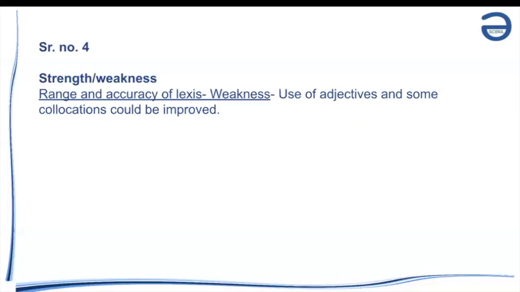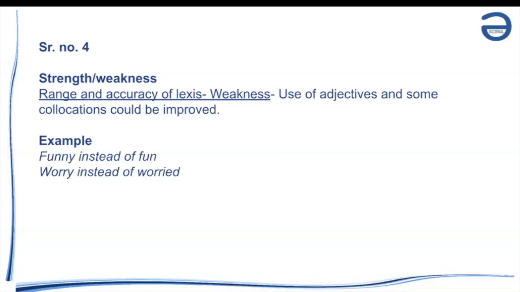So here, range and accuracy of lexis is a weakness. So here they've mentioned use of adjectives and some collocations could be improved. So funny instead of fun, worry instead of worried, and so on. And another one has been highlighted here. So that's enough. Again, 2 things have been taken here. We can just take one. So collocations, go with collocations. If it's adjectives, you can just go with adjectives.